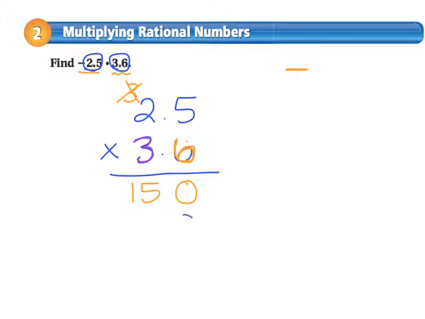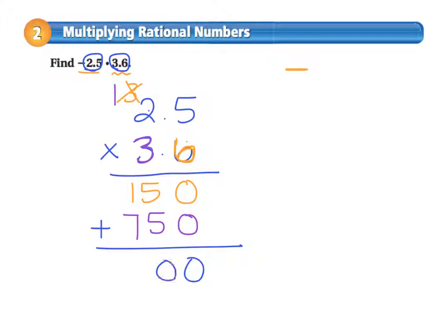Moving on to the 3, I'm going to add a 0. 3 times 5 is 15, carry my 1. 3 times 2 is 6, plus 1 is 7. Keep ignoring the decimals. I go ahead and add these together, 0, 10, and 9.